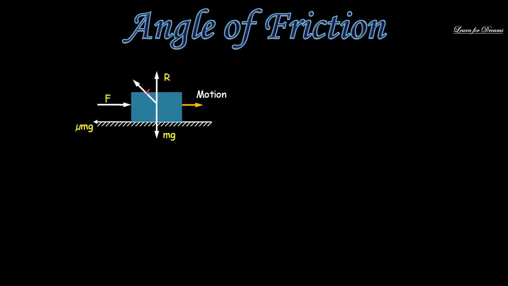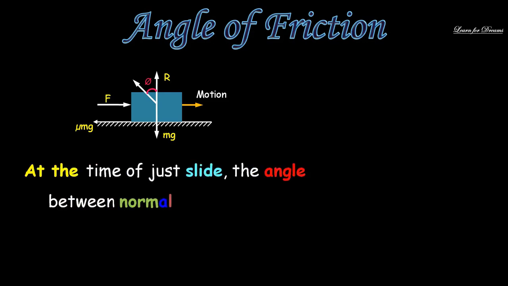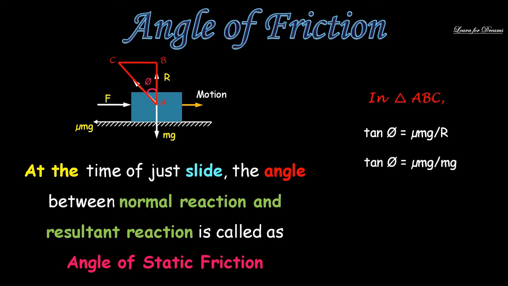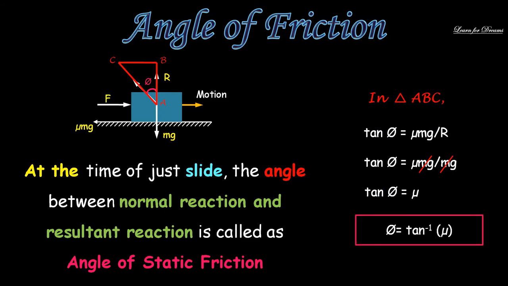Let's find out what is angle of friction. Here in this diagram, the angle phi is the angle of friction. At the time of just sliding, the angle between normal reaction and resultant reaction is called the angle of static friction. Now concentrate on triangle ABC. Tan phi is equal to mu mg divided by R, and R is equal to mg. Mg gets cancelled, so tan phi is equal to mu, therefore phi is equal to tan inverse of mu, right?